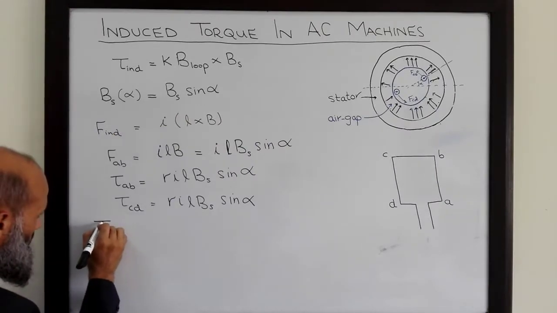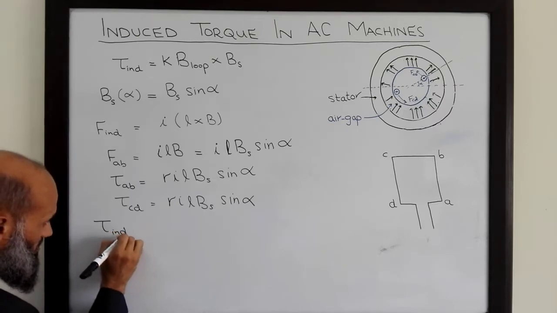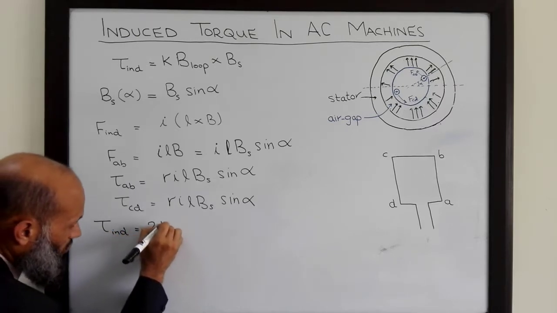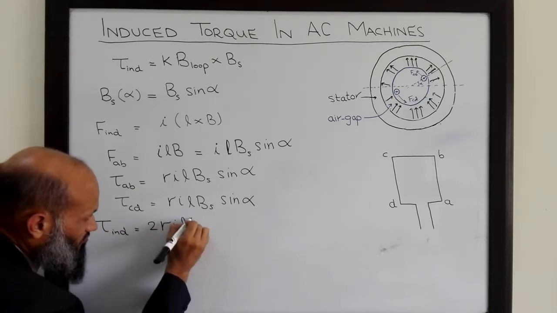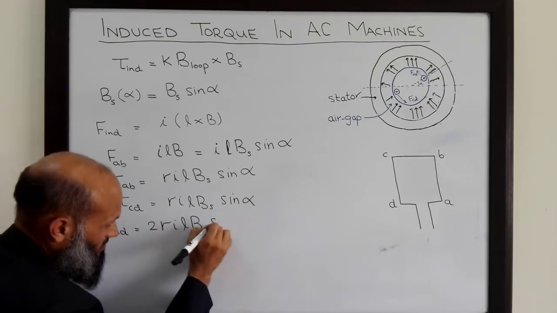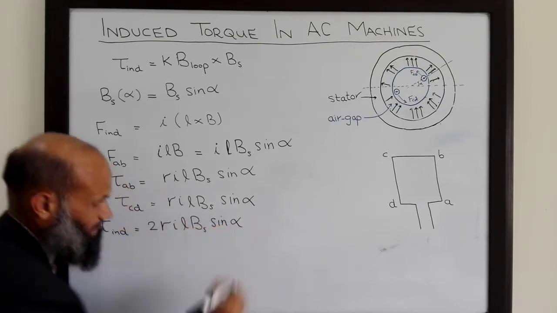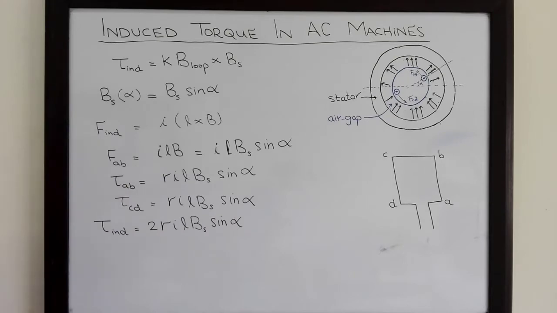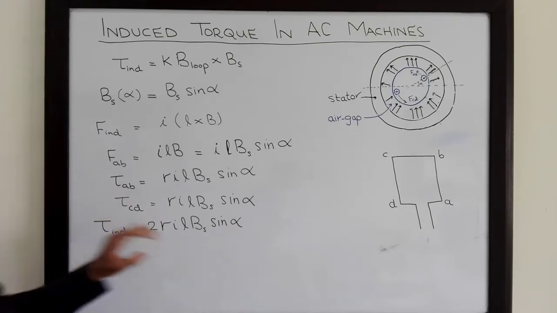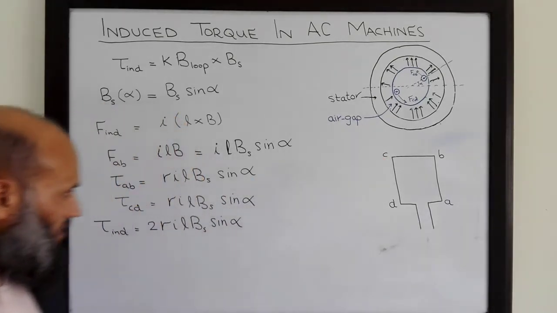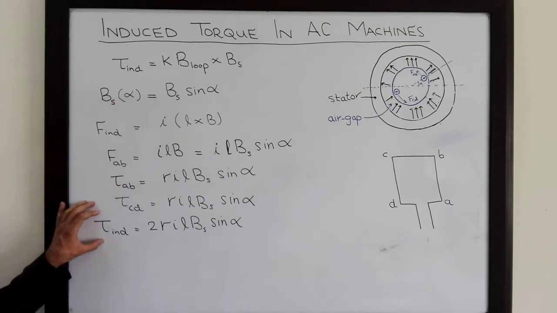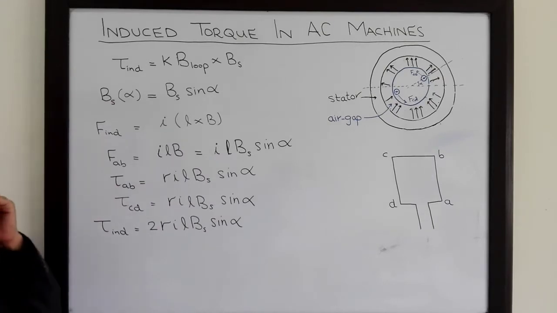Therefore, the total torque induced in this machine is given by 2RILB sine alpha. So this is the induced torque in this machine. We shall rewrite this expression into another, more convenient form.